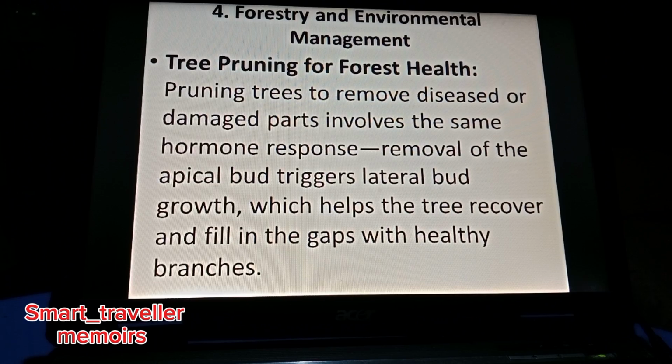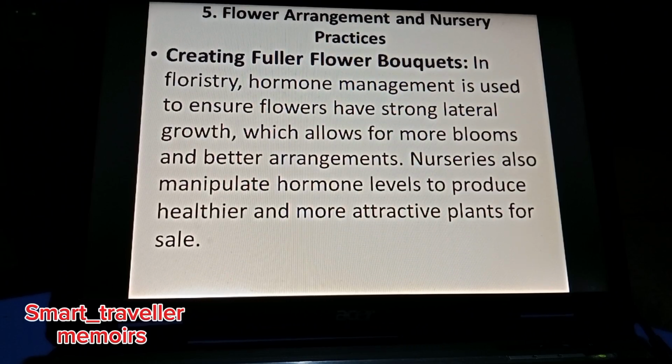Forestry and environment. Tree pruning for forest health. Pruning trees to remove diseased or damaged parts involves the same hormone response. Removal of the apical bud triggers lateral bud growth, which helps the tree cover and fill the gaps with healthy branches. Flower arrangement and nursery practices. Creating fuller flower bouquets. In floriculture, hormone management is used to ensure flowers have strong lateral growth, which allows for more blooms and better arrangements. Nurseries also manipulate hormone levels to produce healthier and more attractive plants for sale.